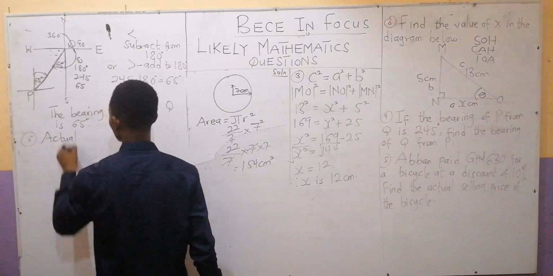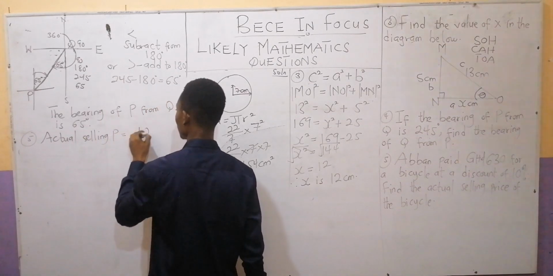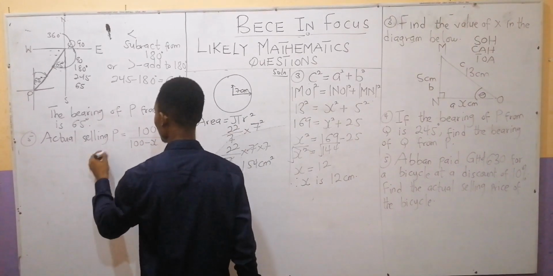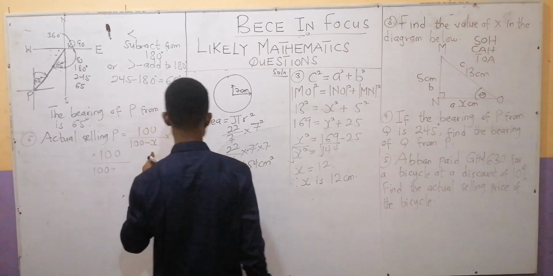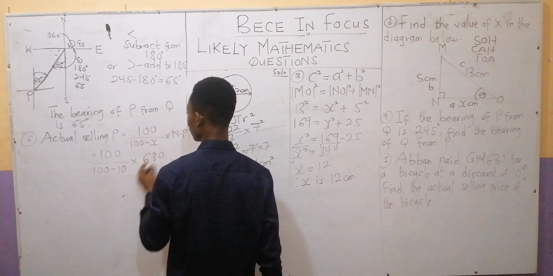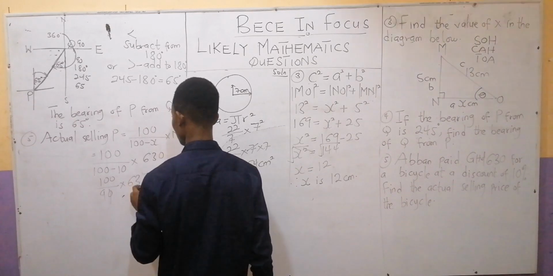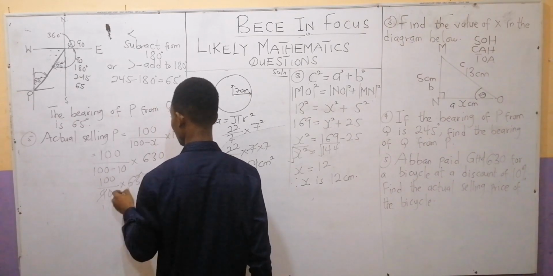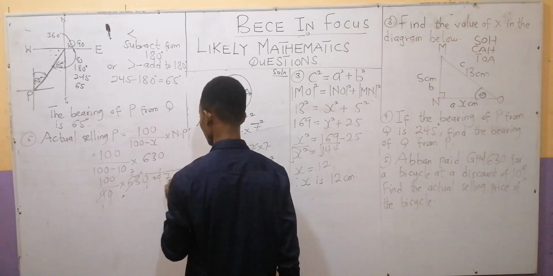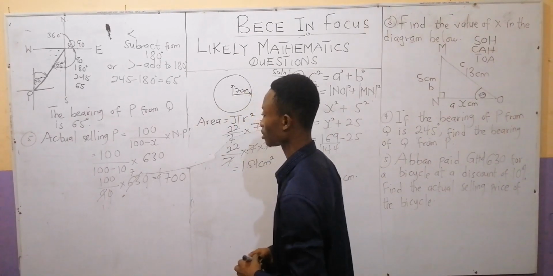The actual selling price, or the old price or the catalog price, is always equal to 100 over 100 minus x times the new price. So we have 100 over 90, since the percentage is 10%, and the new price is 630. 9 into 63 is 7, so we have 100 times 7, which is 700.